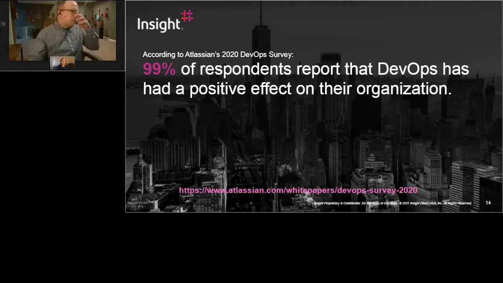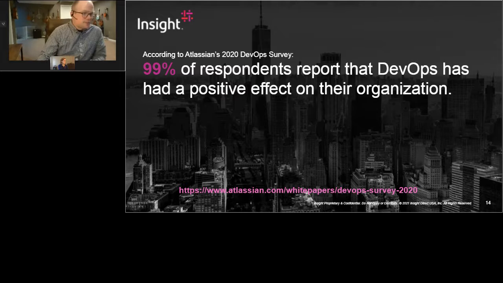To drive this point home, Atlassian, every year they do a survey of organizations to understand where they're at in their DevOps journey and how things are going internally within their organization. And not surprisingly, at least to me, 99% of respondents report that DevOps has had a positive effect on their organization. That's not surprising. If you look around the industry, everybody's very enthusiastic about DevOps. So it stands to reason that most organizations would at least say that DevOps is beneficial to them.